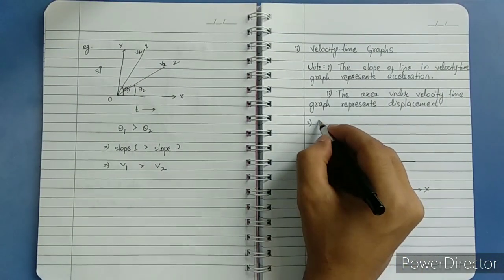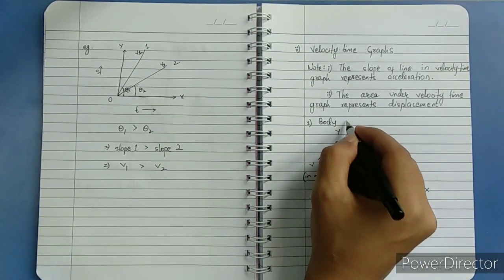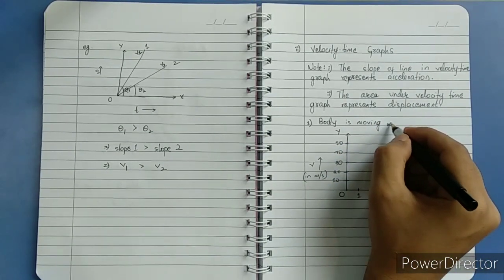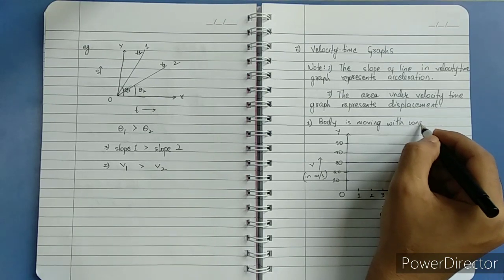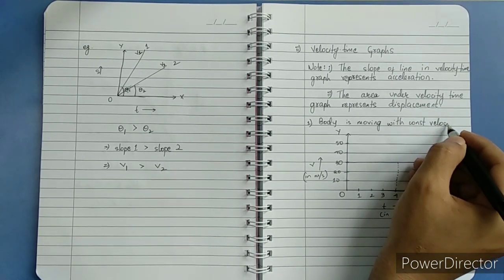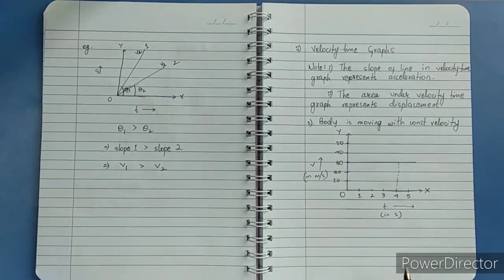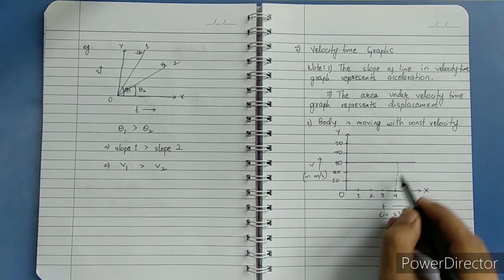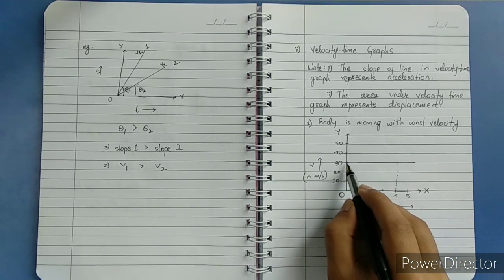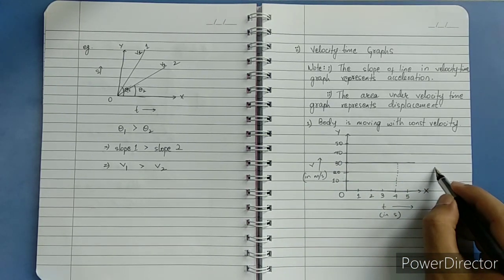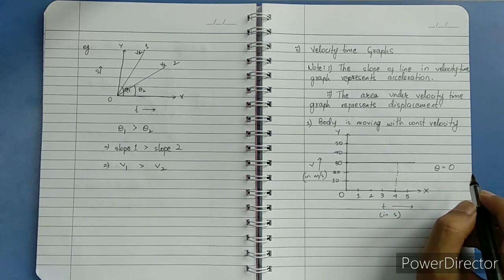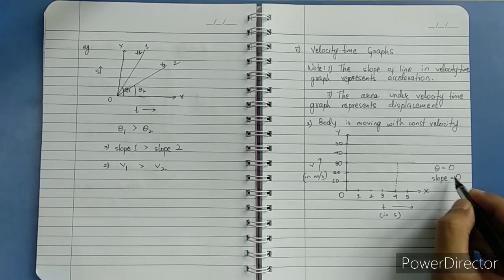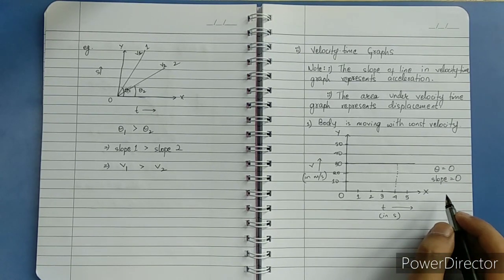Here the body is moving with constant velocity. In the previous case, for displacement, theta was 0 since it was a straight line parallel to the x-axis. Here also the angle formed with the x-axis is again 0, so theta will remain 0 itself. That is not an issue. So slope again here is 0. As theta is 0, slope is also 0.